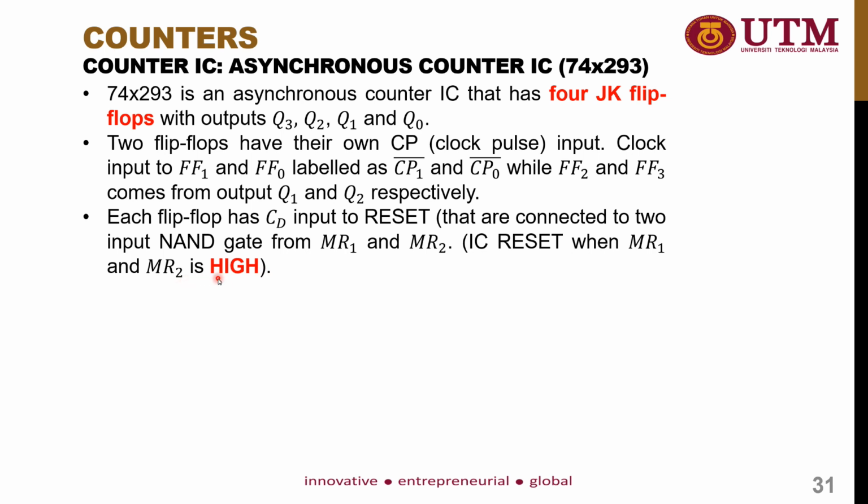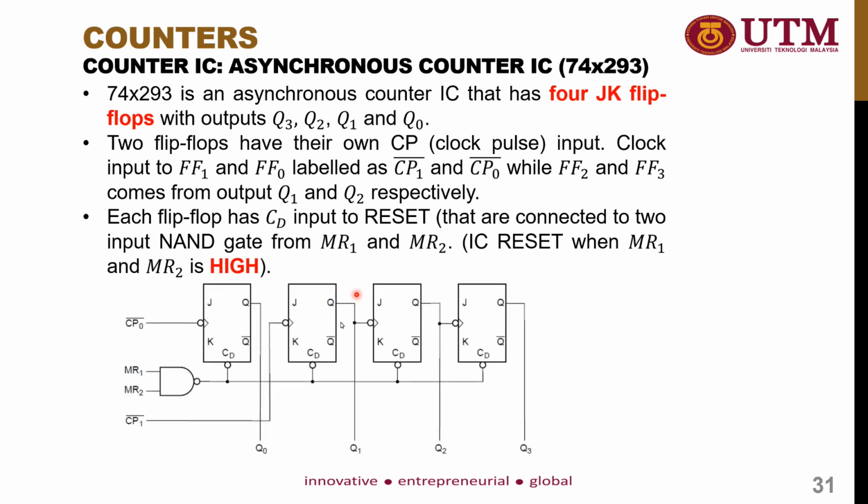Okay, so in order for you to get a clearer perspective of this IC, I will show you the circuit diagram. This is the circuit diagram of the 74X293 IC with a total of 4 different flip-flops. For the first 2 flip-flops, each has its own external clock input, which is CP0, connected to FF0, and CP1, connected to FF1.